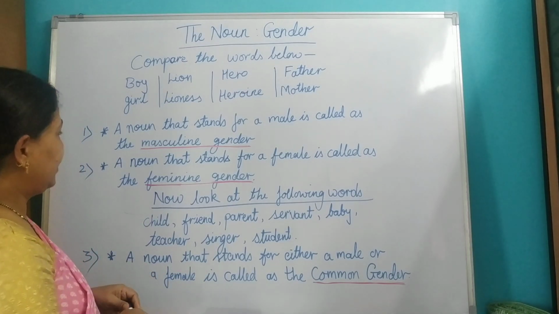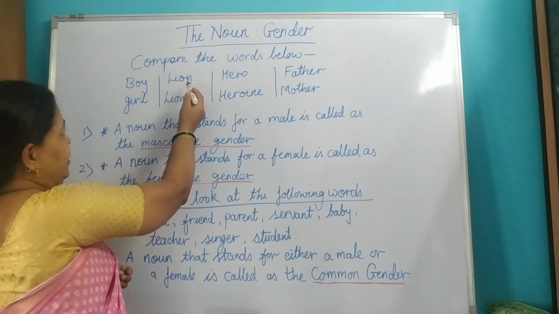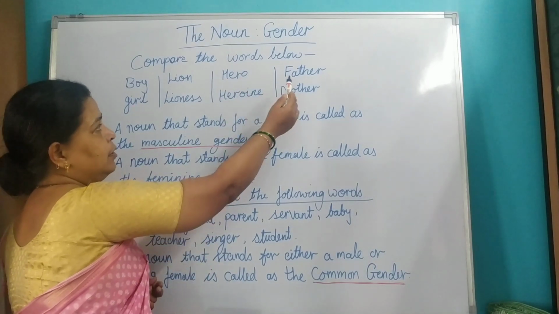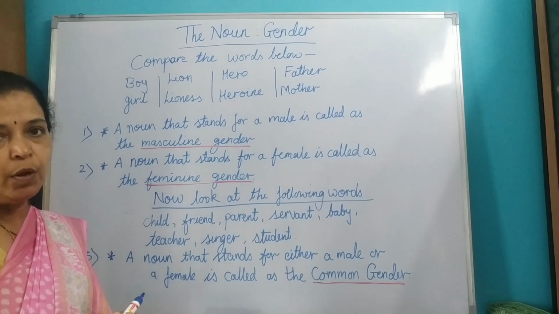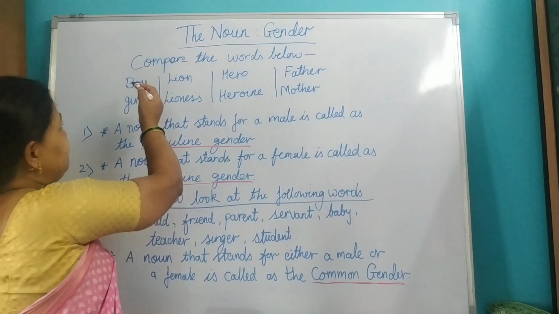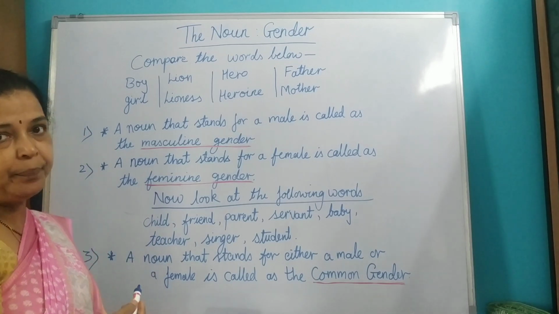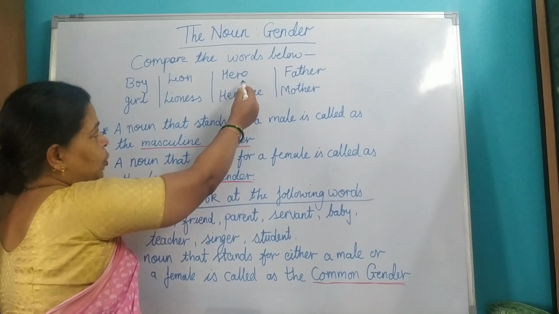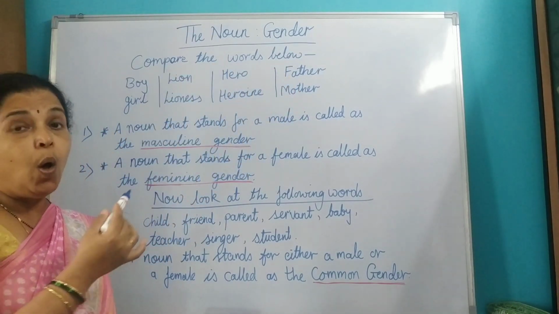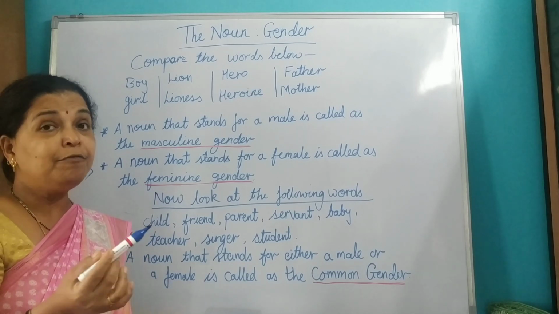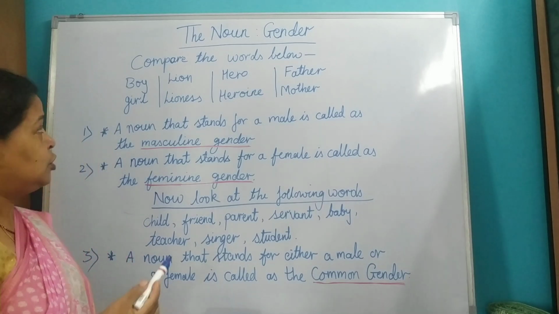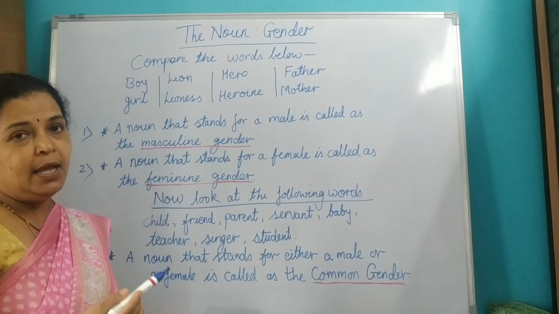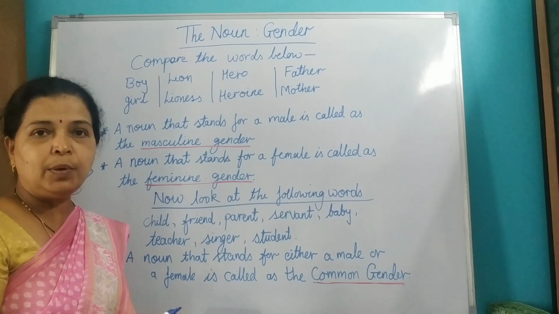First, boy, girl. Then, lion, lioness. Hero, heroine. Father, mother. What did you notice? Just see the first word in each pair. Boy, then lion, hero, and father. All these names are of males. So, a noun that stands for a male is called the masculine gender.